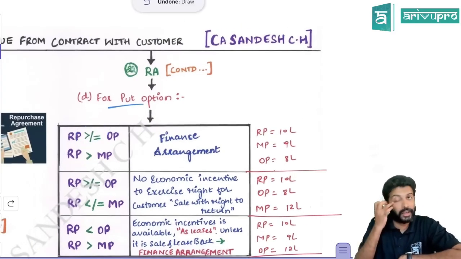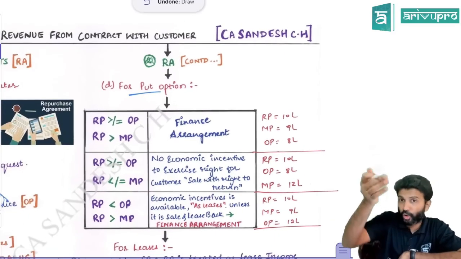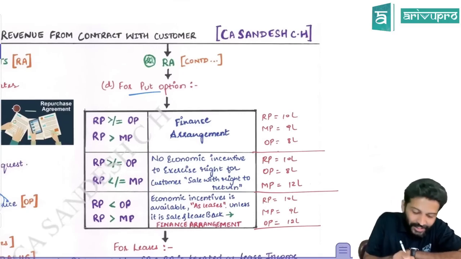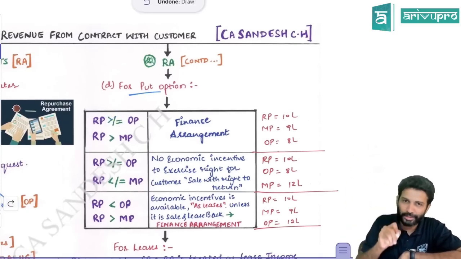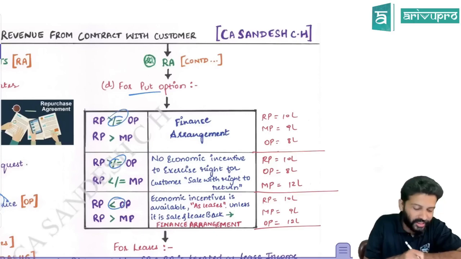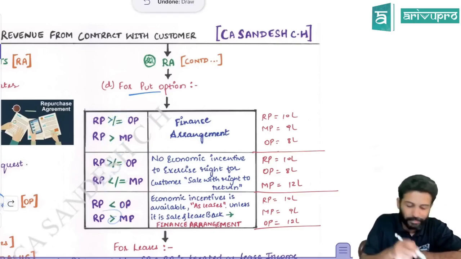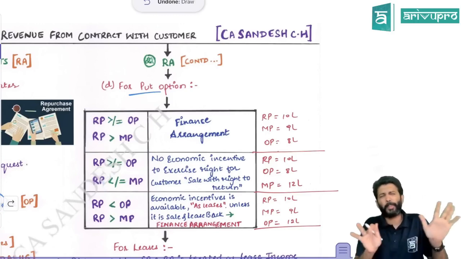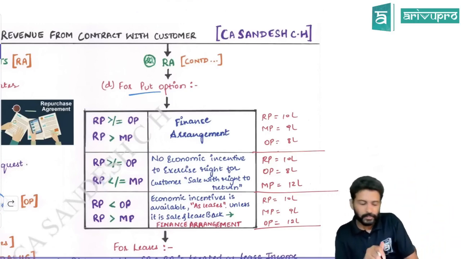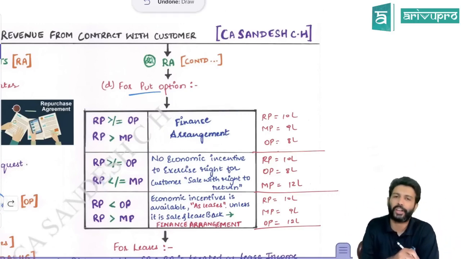If RP is greater than or equal to OP, okay, again, I told you how to construct this equation also, right? First, write RP, OP, RP, MP 3 times. Greater than or equal to, lesser than or equal to. Construct this equation. Then this is greater than, this is lesser than or equal to, and this is the opposite. Like that, you can remember this. Not popularly asked, but you can reconstruct it. So if this is the case, it becomes a finance arrangement.